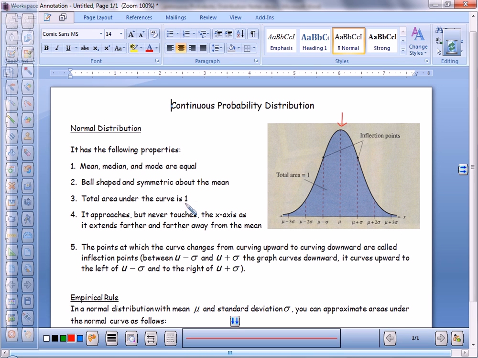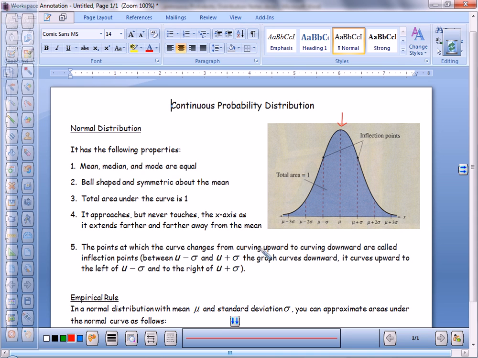The total area under the curve is equal to 1. So if we added up all these probabilities under the curve, it would add up to 100%. It approaches, but it never quite touches the x-axis. Do you see over here and over here how it's getting closer, but it doesn't quite touch it? The farther we extend from the mean, the closer it gets to the x-axis, so the closer those probabilities get to 0.